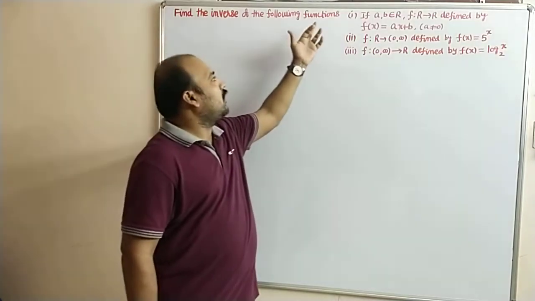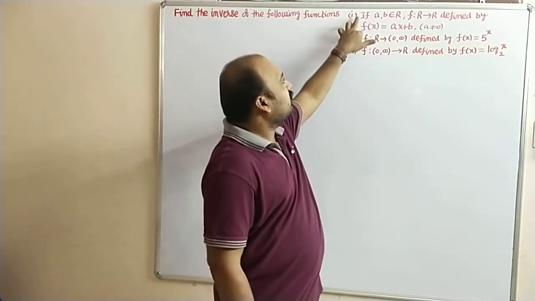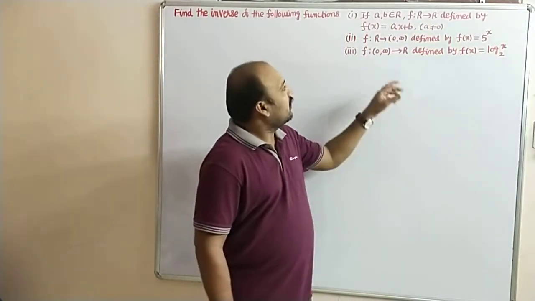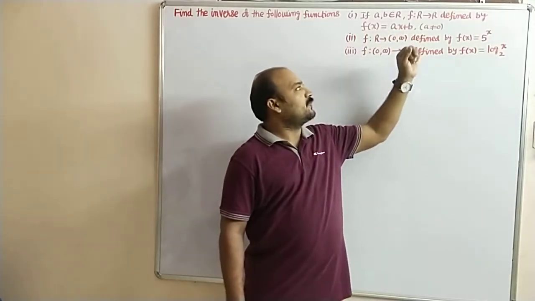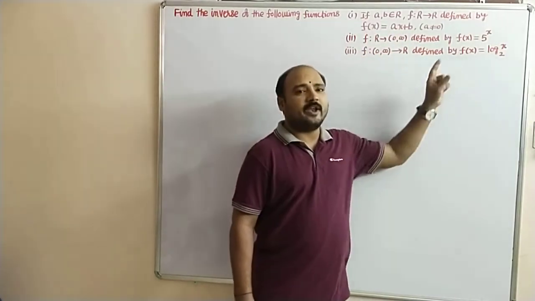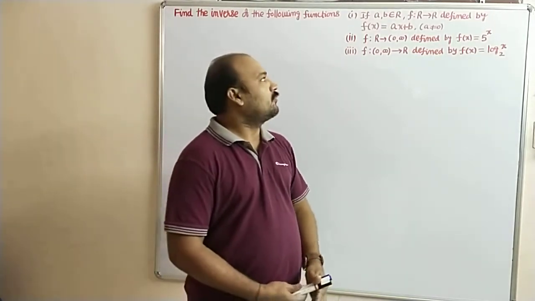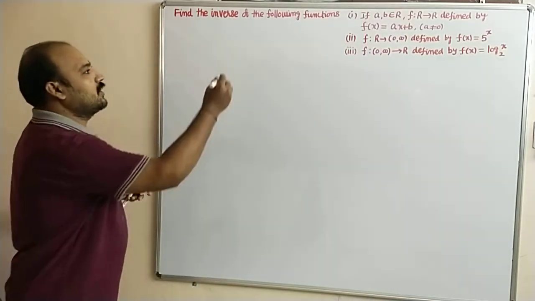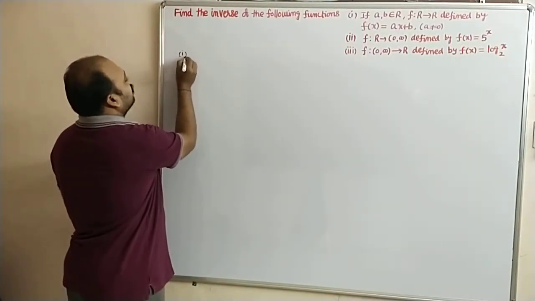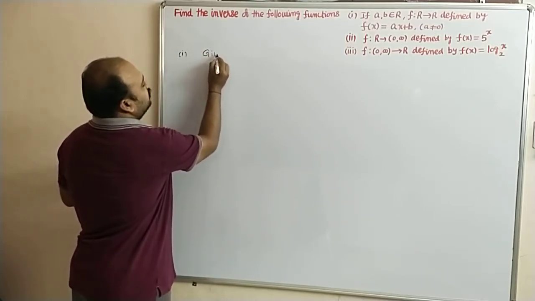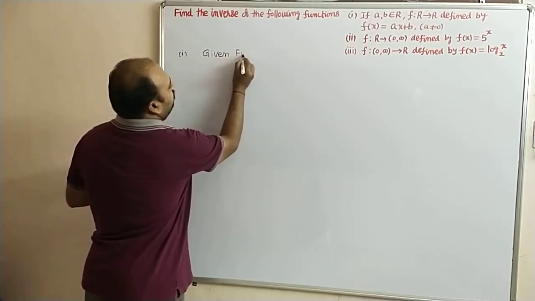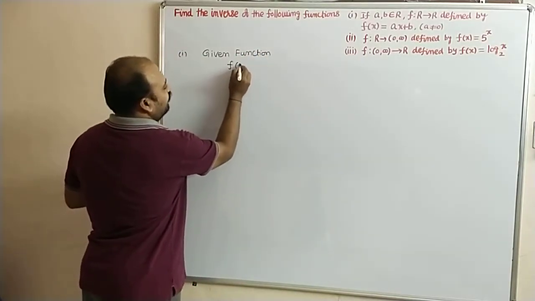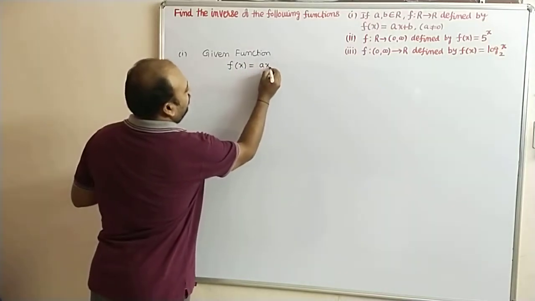Find the inverse of the following functions. The first question: if a, b belong to R, f is defined from R to R as f of x equal to ax plus b, where a is not equal to 0. So the first function is f of x equal to ax plus b. Given function f of x is equal to ax plus b.